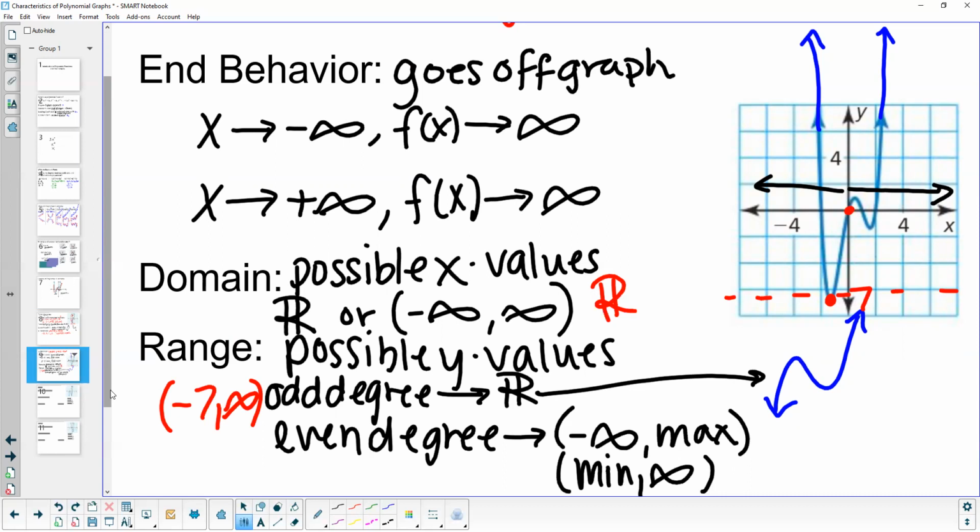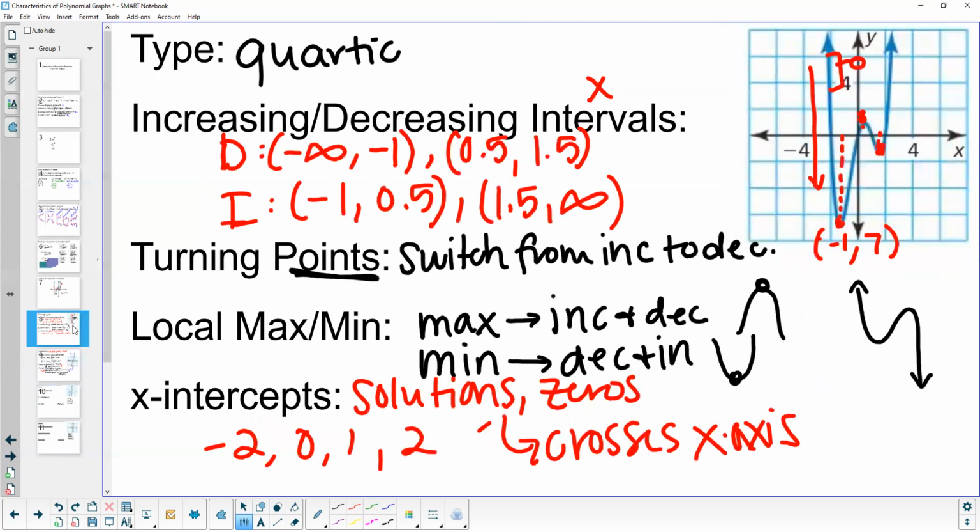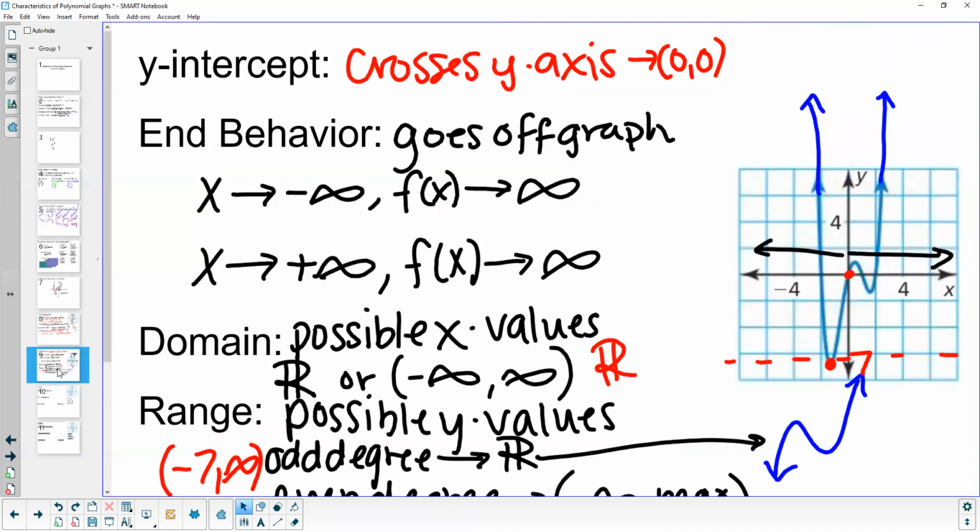So again, odd degree, our range is all the reals. Even degree, that means that it's either going to go from -infinity to the true maximum, or from the minimum to infinity. So those are some characteristics of graphs. I would recommend that you check out some other problems in which you might do this. So you can take a look at any polynomial graph and identify these 9 different things. If you have questions, feel free to reach out, but those are different characteristics that we can identify from a polynomial graph that can then help us learn more about our polynomials.